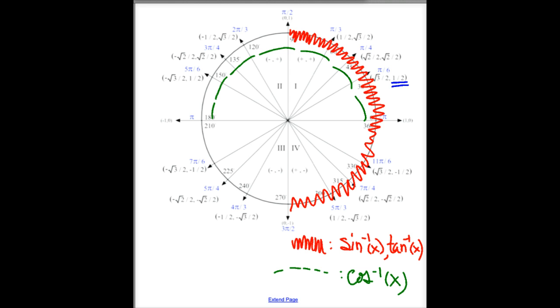So for example, what I mean by that is if I asked you what's sine inverse 1/2, it happens here and it happens here. But your calculator will only give this angle. It won't give the other one because it's been programmed just to give the one that's in the domain. So we'll practice that on the next page, which is actually back page.